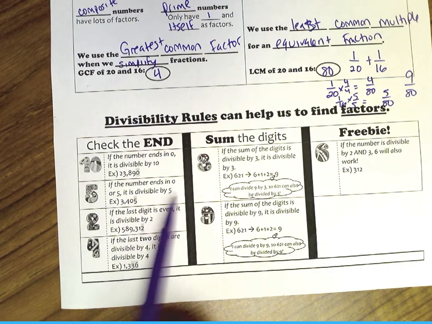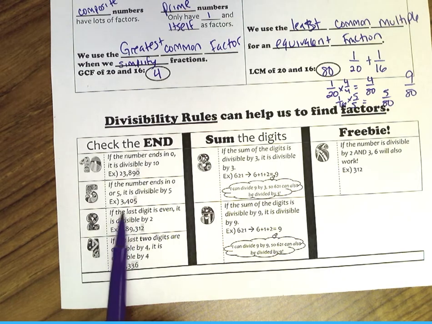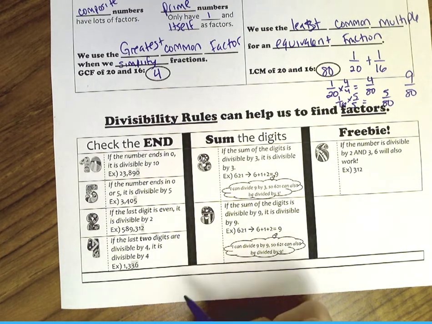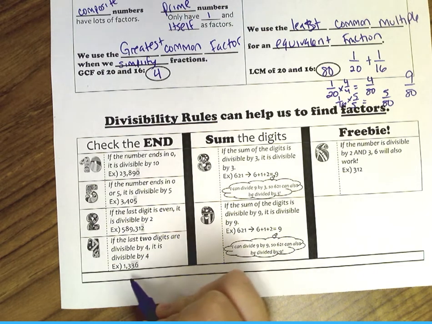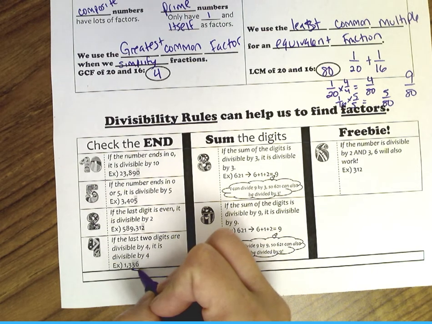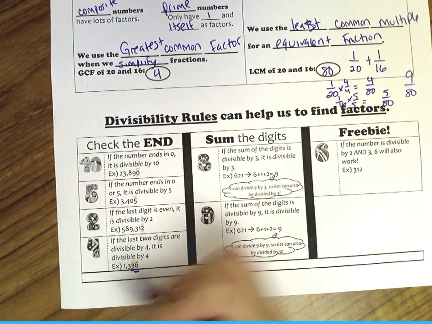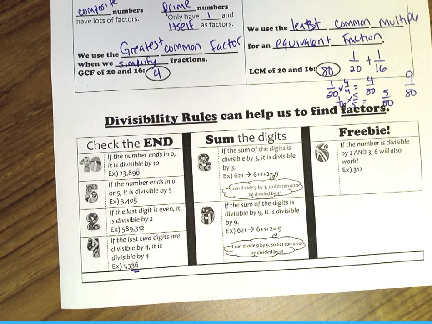If a number ends in 0 or 5, it's divisible by 5. So 3,405 is divisible by 5. If the last digit is even, that means 0, 2, 4, 6, 8, it's divisible by 2. So you look at the last digit. If the last 2 digits are divisible by 4, it's divisible by 4. So for example, in 1,336, 36 divided by 4 is 9, so the whole number would be divisible by 4.